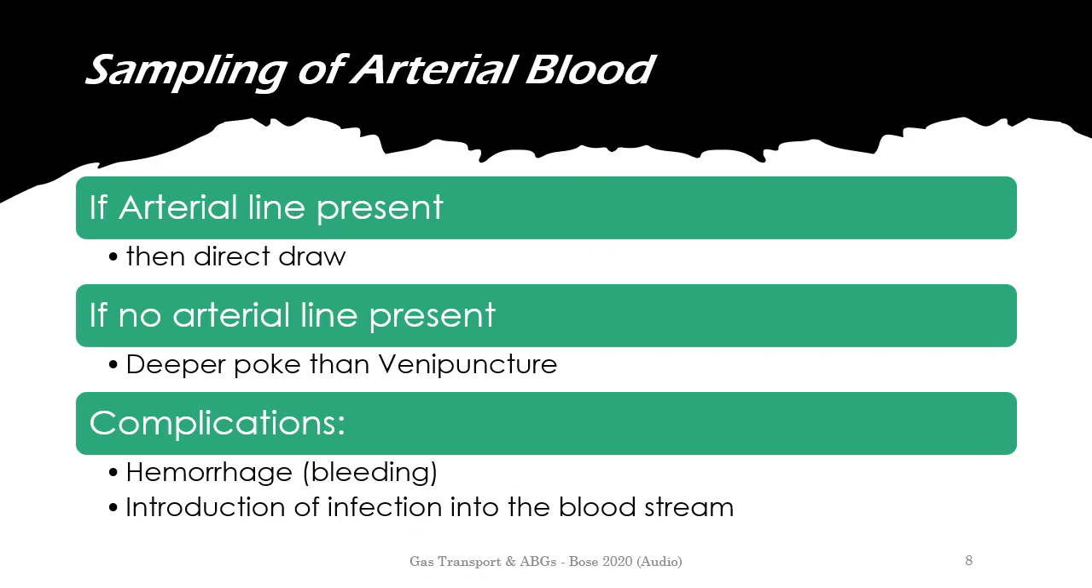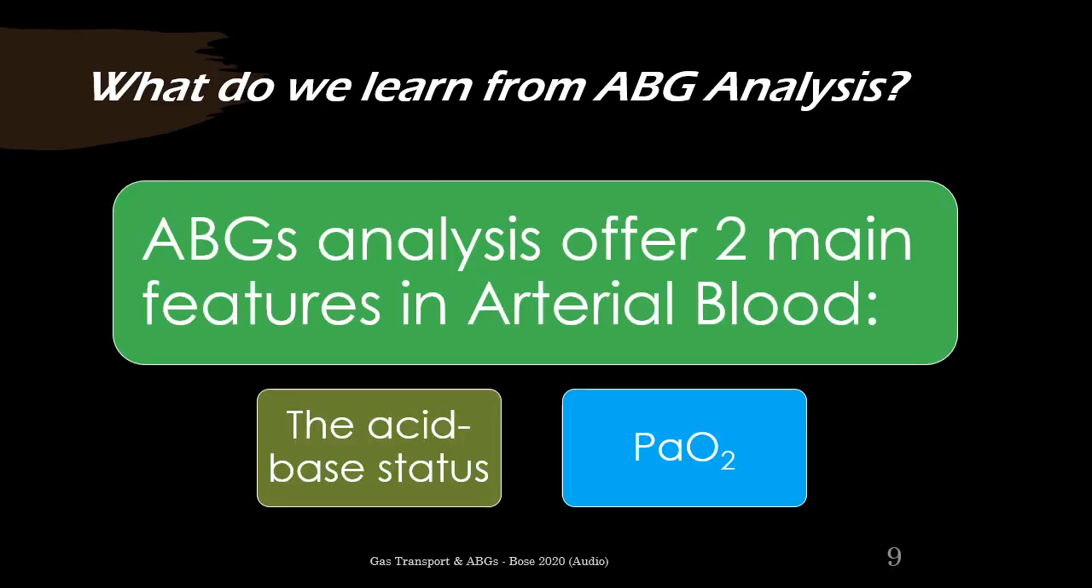Arterial tap is painful and expensive. It requires a special needle with a cutting tip, and the patient can have complications of continued bleeding, or an infection can be introduced into the arterial space. The arterial blood gas reports on two main elements, the acid-base status and the partial pressure of oxygen in the blood, the PaO2. Note that the PaO2 does not directly concern the acid-base status, but rather the state of oxygenation in the body.